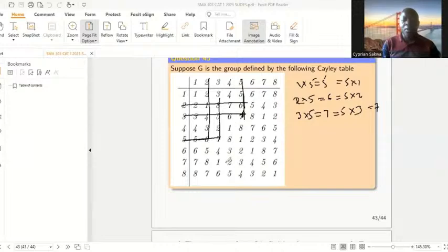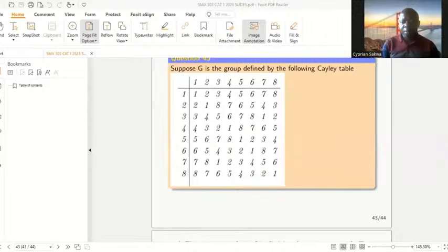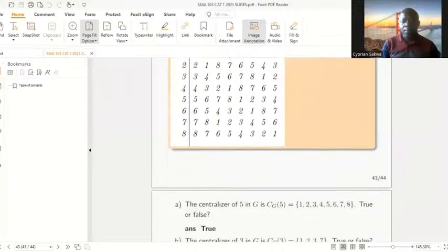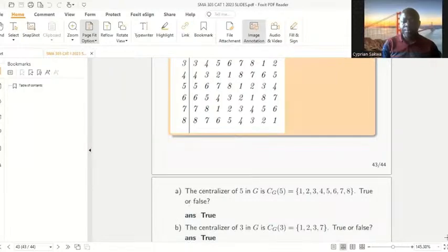So when you do that for all the elements, you will find that what has been given there is the centralizer. So the centralizer is all the elements that commute with 5. 1 commutes with 5, 2 commutes with 5, 3 commutes with 5, and so on. So the elements given in that question, all of them commute. So the answer here is true.